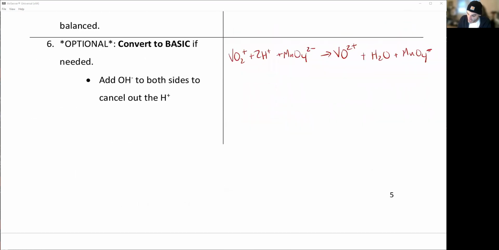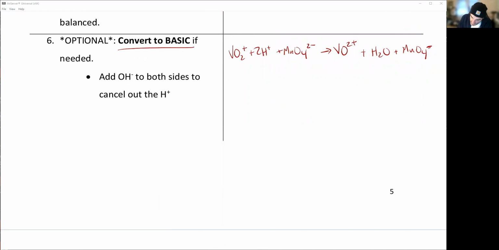That's it solved. Now this one right here, if I want to convert to basic, what I'm going to do is I'm going to say, all right, what am I not allowed to have? I am not allowed to have H plus, and you should only have it on one side. So if I'm not allowed to have that, there's 2 H plus that has to go away if it's basic. So I'll add 2 OH minus to that side, but it's an equality. If I do it to that side, I also have to do it to this side. So I'm going to add 2 OH minus to both sides. So these two combine together to give me what? Well, 2 H plus and OH minuses give me 2 waters, okay?